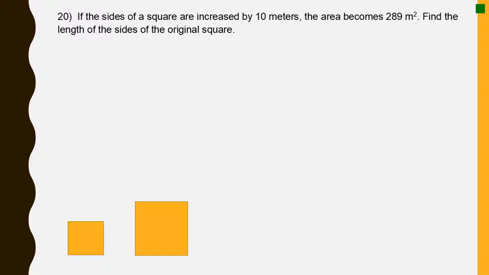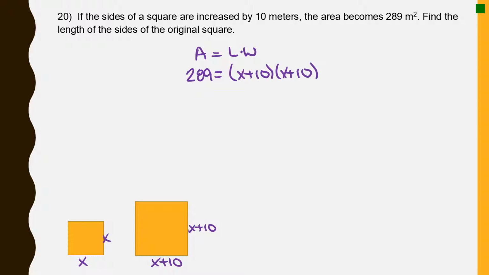Sides of a square are increased by 10. So this is x. If I increase it, this becomes x plus 10. This was x. If I increase it, this becomes x plus 10. The area, which is length times width, is 289. And this is the new area. So that's x plus 10 times x plus 10. So 289, there we go. X times x is x squared plus 10x plus 10x plus 100.